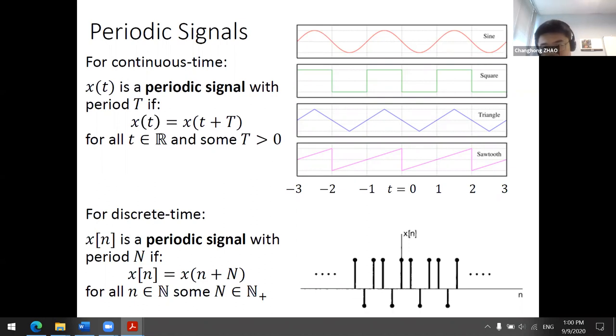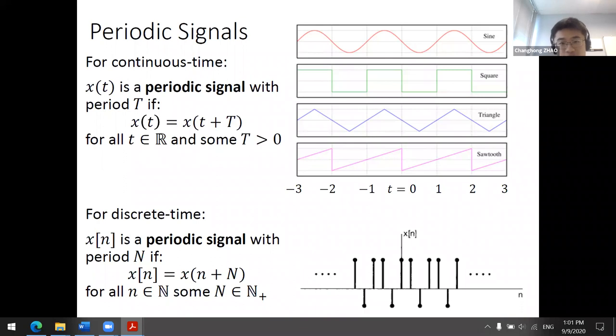To state this property more formally, here is a definition of a periodic signal. A continuous time signal x of t is a periodic signal if x of t equals x of t plus capital T for some positive number T, and for all t as real numbers. So how to understand this definition? X of t plus capital T, from the definition of time shift, we can understand as shifting the signal to the left by T units.